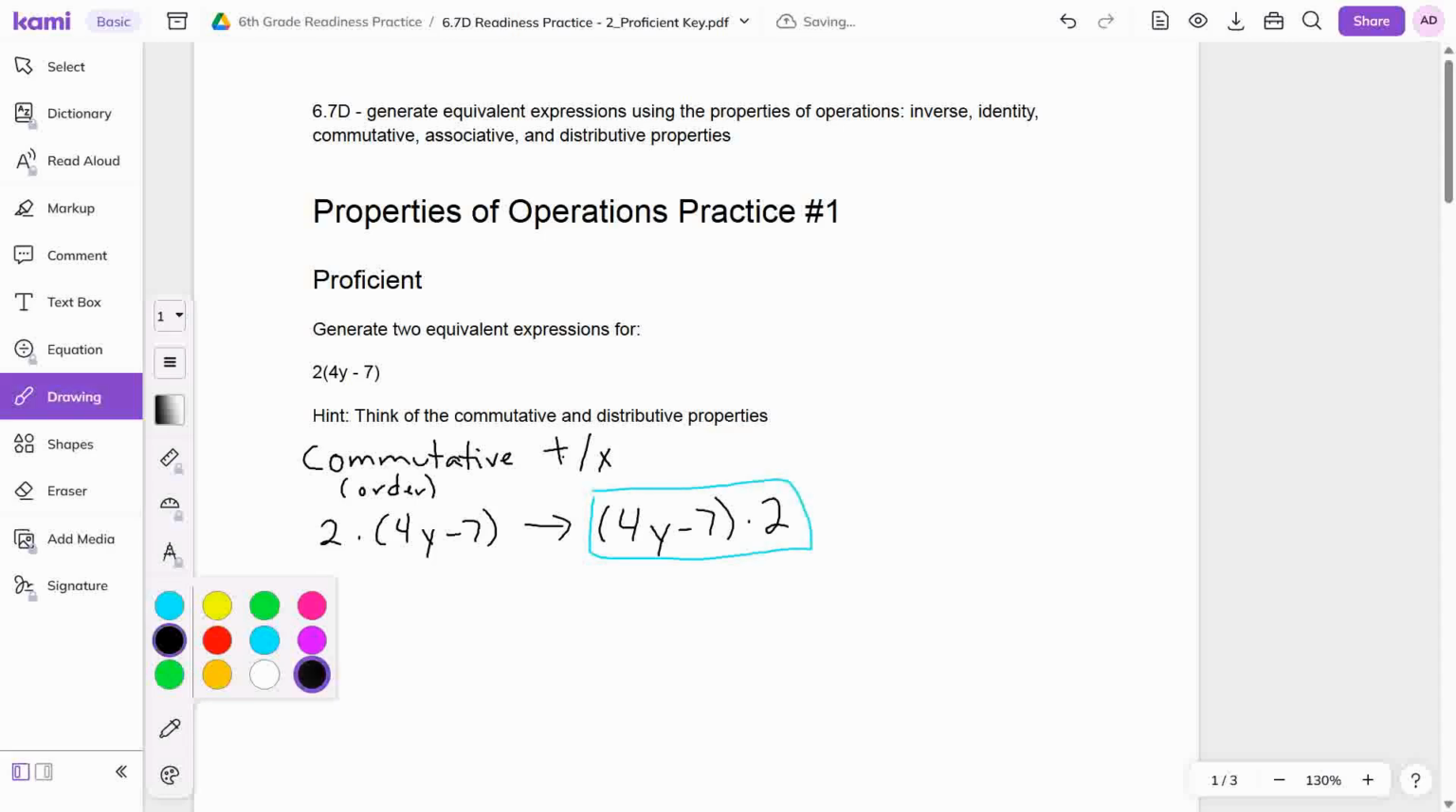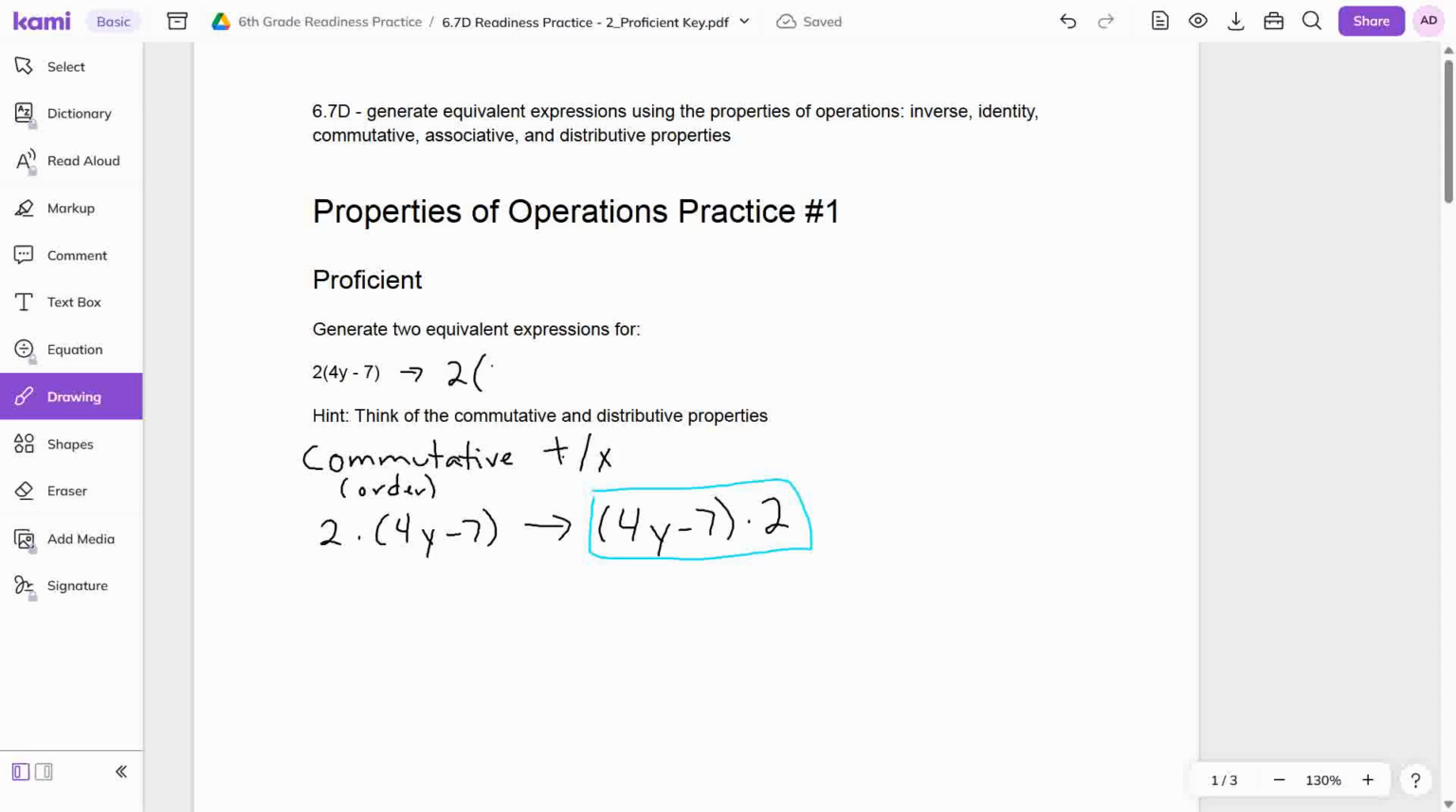What if I wanted to switch the order of the terms inside of the parentheses? Well, I see subtraction there. But what I could do is rewrite this as an addition problem. So what if I did this? That's going to be 2, and then let's make it 4y plus negative 7. All right, so plus negative 7 is the same as minus 7. And typically we would not write plus negative 7, we would write minus 7. But now I've rewritten it as an addition problem.